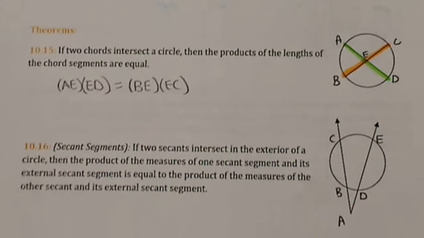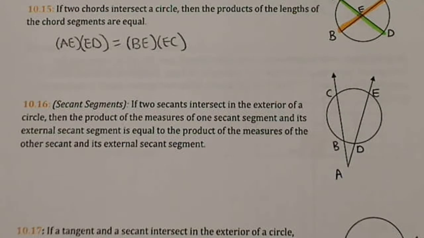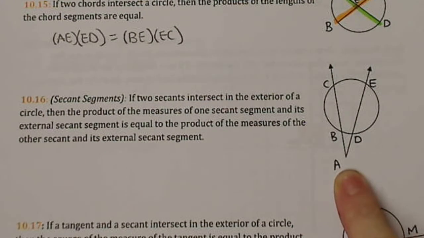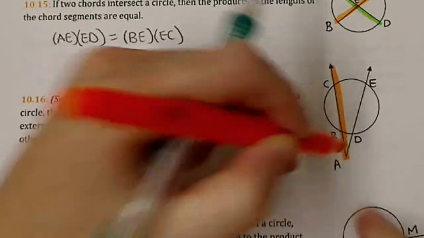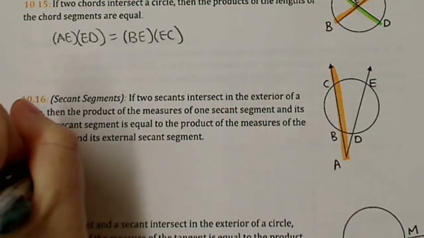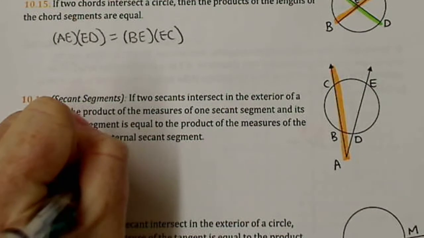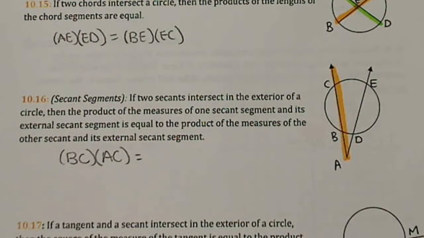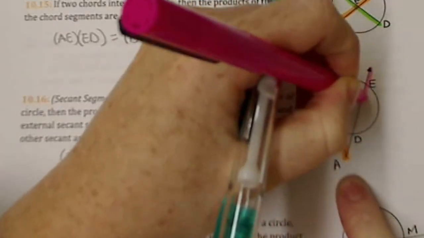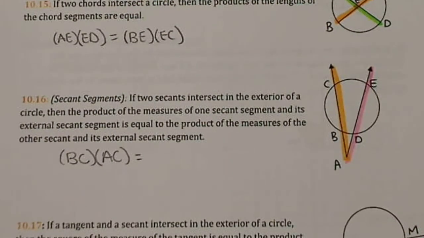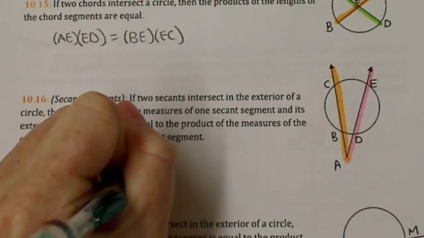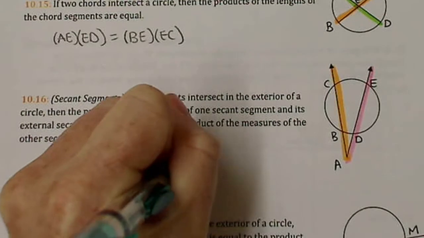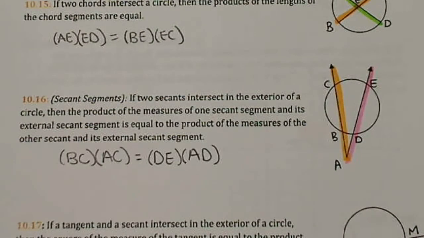Okay, our next one, this is also referred to as secant segments. It sort of has the same thing here. We have two secants, but notice where they meet is on the outside of the circle. So here's my first segment here. And it says that if BC times AC, if they intersect at point A, which they do, then the product of those two little segments, segment DE and AD, then those are also equal. Okay?